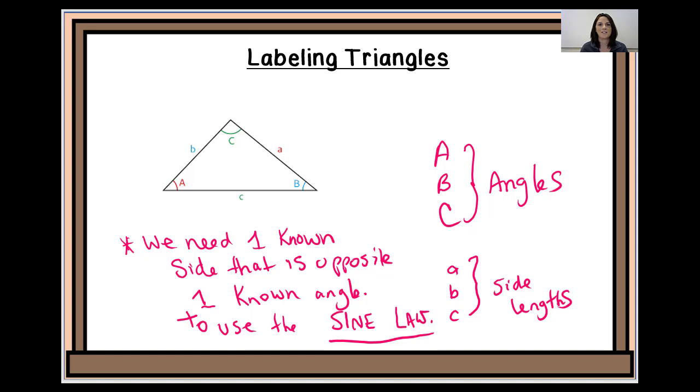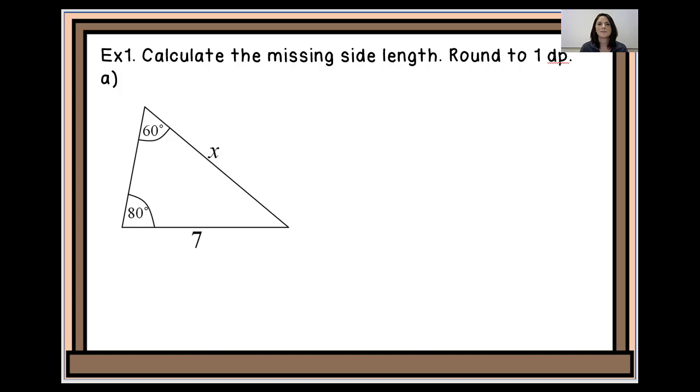Okay, let's take a look at our first example. Calculate the missing side length, and we're going to round to 1 decimal point. So for this example, we're looking for side length x. So we are going to be using the ratio for the side lengths. So we're going to look at a over sine A equals b over sine B equals c over sine C.